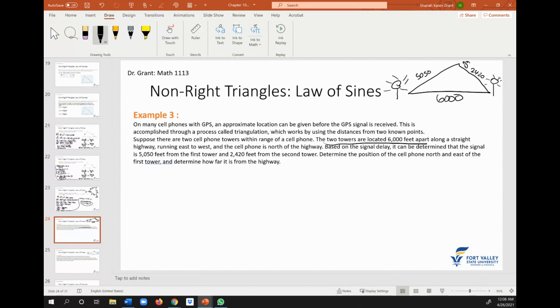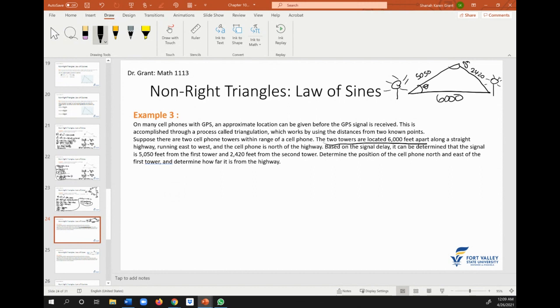Now we don't have any angles, if you notice, right? We only have sides. So here we're told to determine the position of the cell phone north and east of the first tower. So north and east would be this location, and we're trying to determine the position of the cell phone. Okay, so we need to be looking at then this degree here. This is going to be our theta.